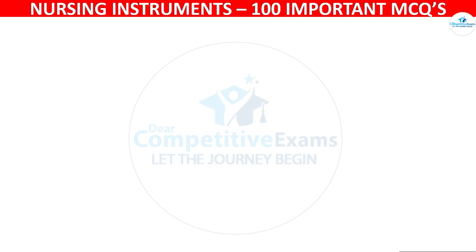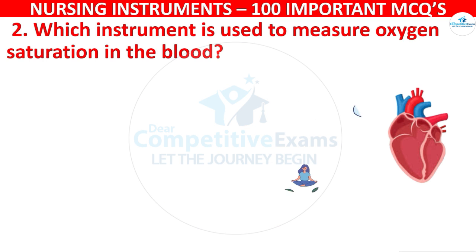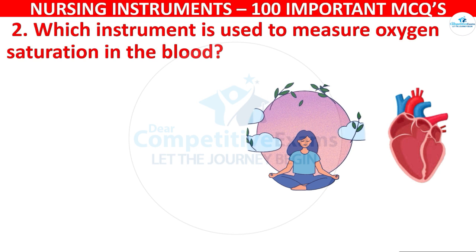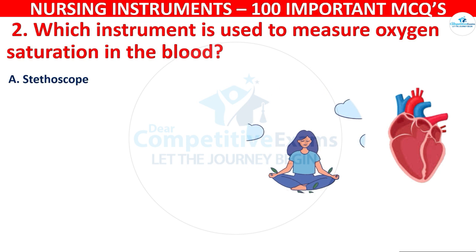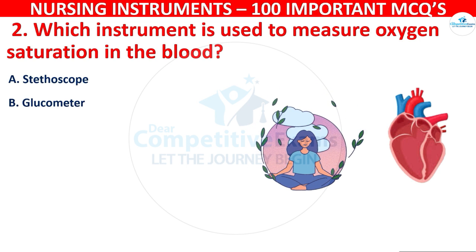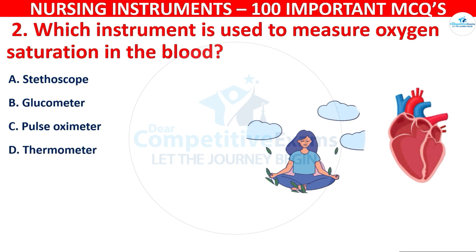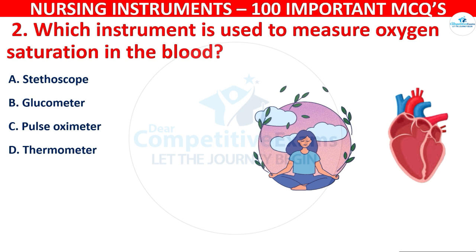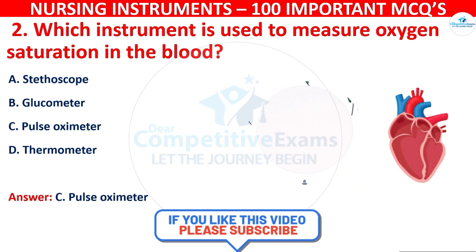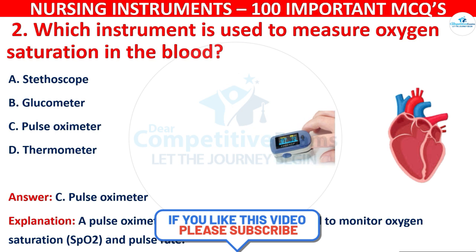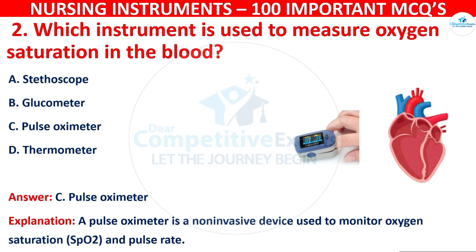Question number 2. Which instrument is used to measure oxygen saturation in the blood? Your options are stethoscope, glucometer, pulse oximeter, or thermometer. The correct answer is C, that is pulse oximeter. A pulse oximeter is a non-invasive device used to monitor oxygen saturation and pulse rate.